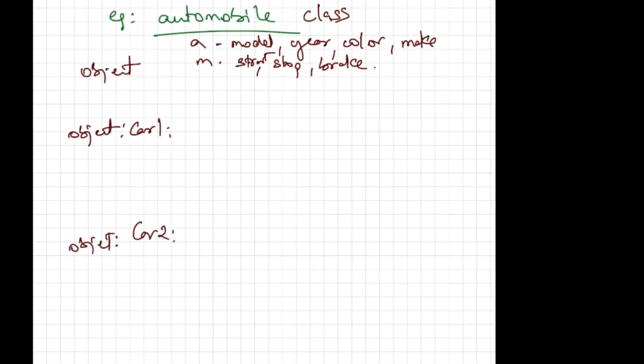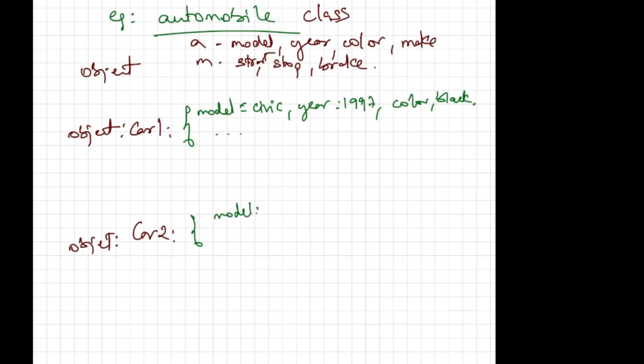So inside car1, we have the values: model equal to Civic, year equal to 1997, color equal to black, and so on. In another car, we have model equal to Tesla, year equal to 1950, color equal to yellow.